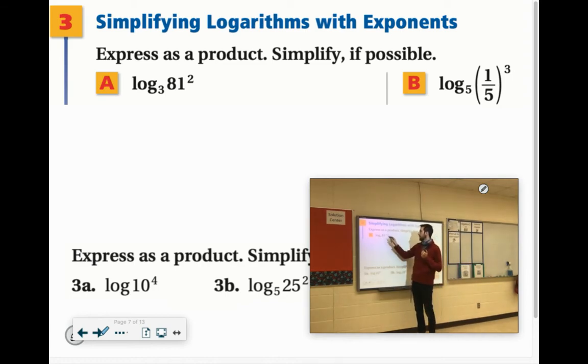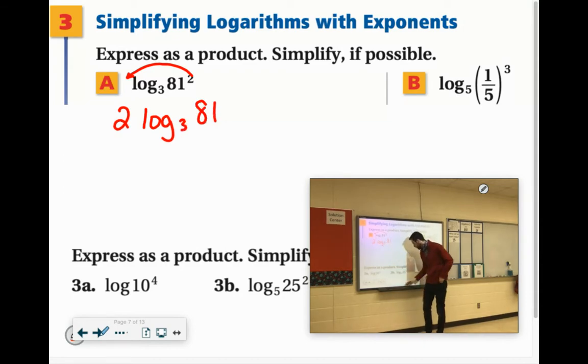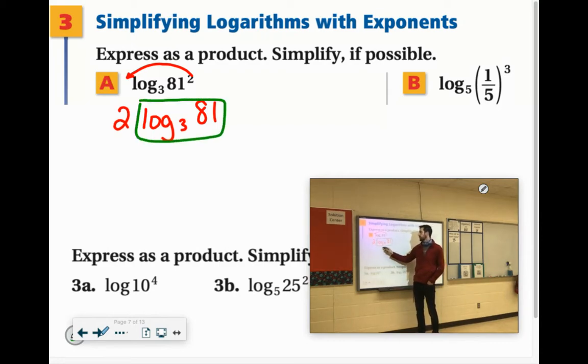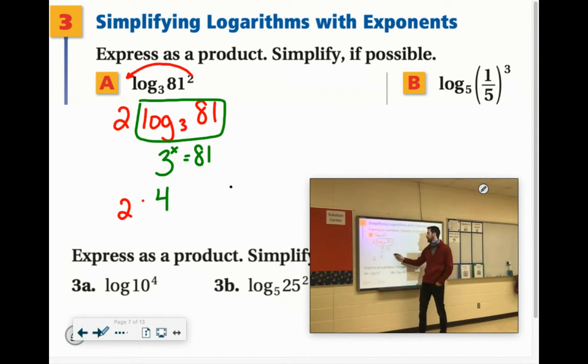So here, we're going to take the 2 and scooch it to the front. So we'll make this 2 times log base 3 of 81. Now, if we are just simplifying log base 3 of 81, we're saying 3 to the x power equals 81, and 81 is 3 to the 4th power. So all this log base 3 of 81 stuff comes out to 4. But we still need to multiply that by the 2 that we kicked out initially, and 2 times 4 gives us 8. So we simplify it to 8.